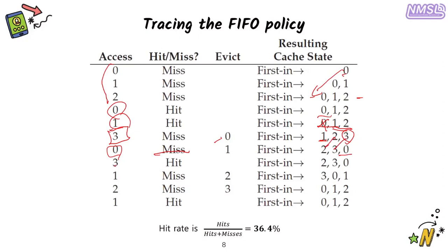3, fortunately, we have it. So this is a hit. 1, again, we just kicked it out. Sorry, but that's how it is. So again, now 2's out, 3, 0 move forward, 1 comes in. And then now we want to access 2, which we just kicked out. So you see the point here, right? This sucks. So at the end of the day, the hit rate was 36.4%.